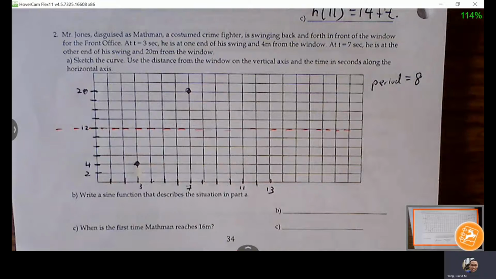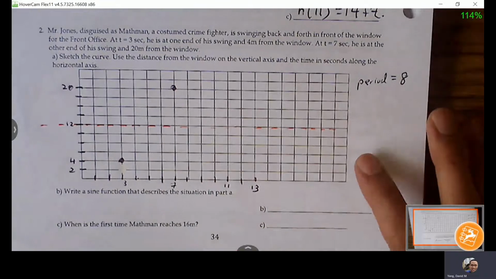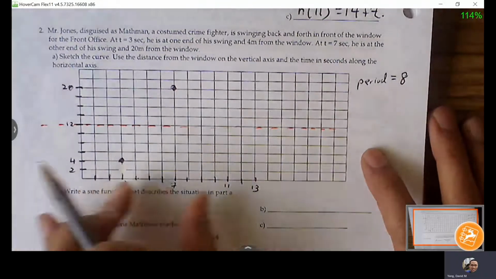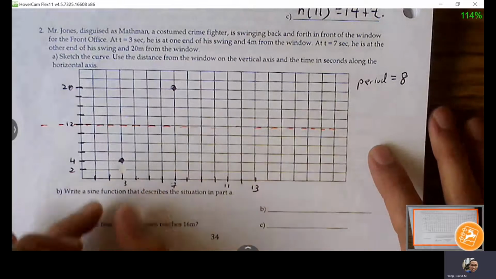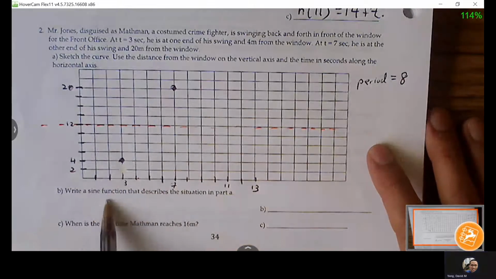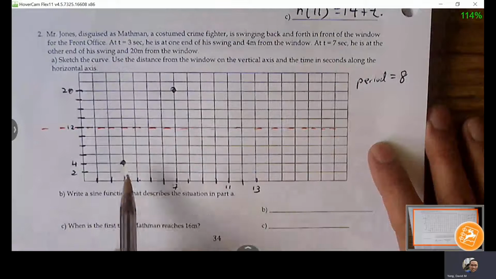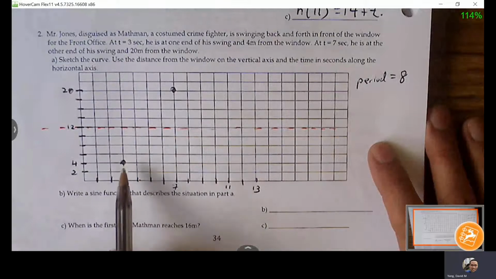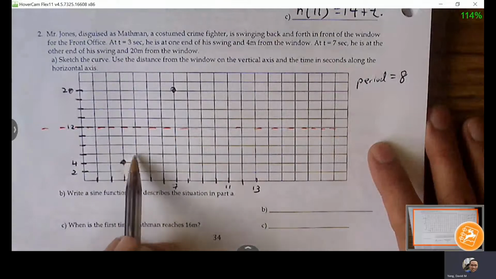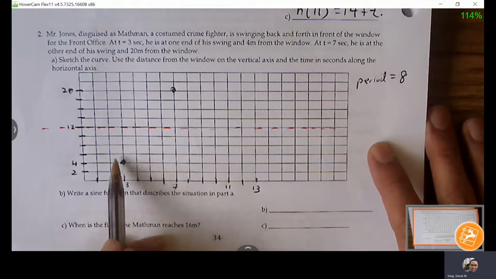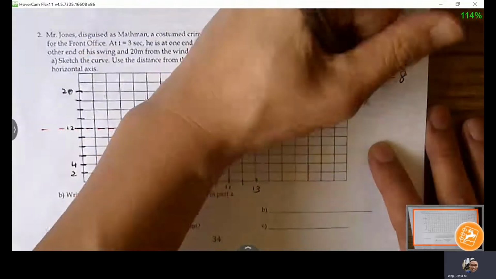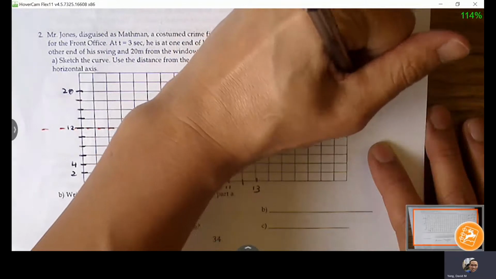I think something that also helps is doing the interval, right? Because we don't really have the interval defined, but I think it's going to help, especially since we're going to have to transition this to a sine function. Right now this feels more like a shifted cosine graph, right? So I think it really helps if we do our interval here.